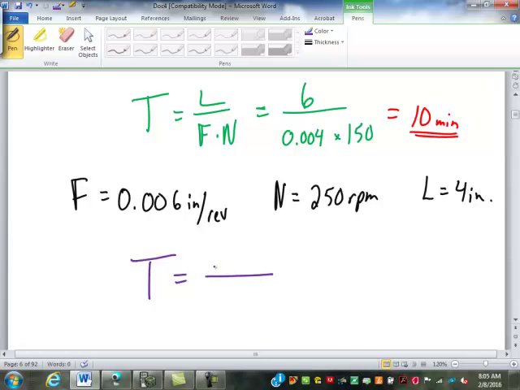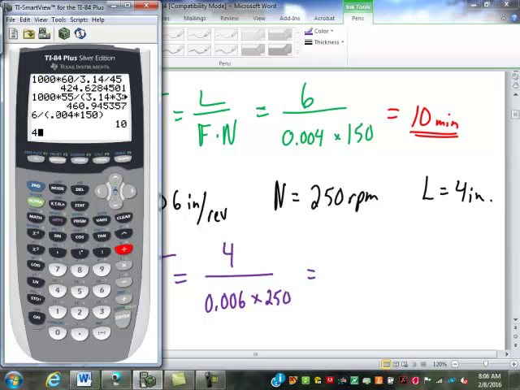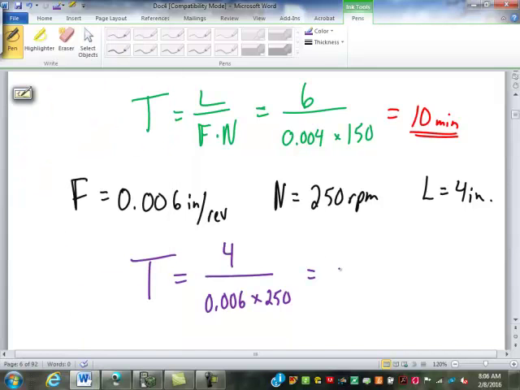So what goes on top of our fraction here? 4 inches. On bottom, our feed rate is 0.006 and our RPM is 250. So 4 divided by parentheses, 0.006 times 250. 2.667 minutes. Or 2 minutes and 40 seconds if you wanted to convert it.